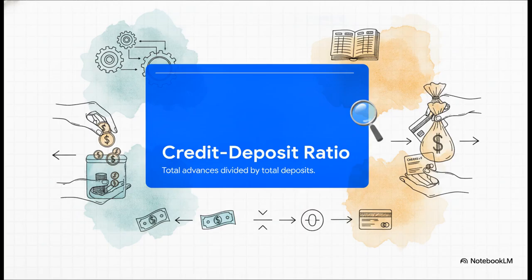The math is super straightforward. It's simply total advances divided by total deposits. But don't let the simple math fool you. This single figure is the absolute ultimate gauge of how aggressively a bank is pushing its money out the door. It tells us the exact proportion of that deposit base that has actually been converted into credit.